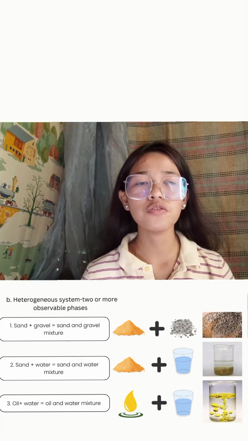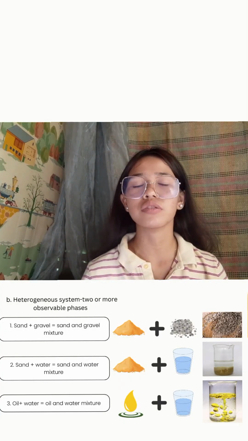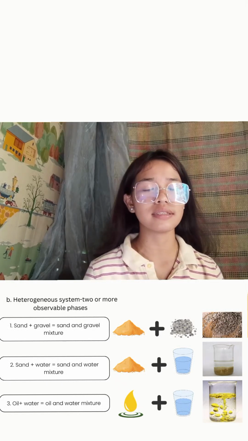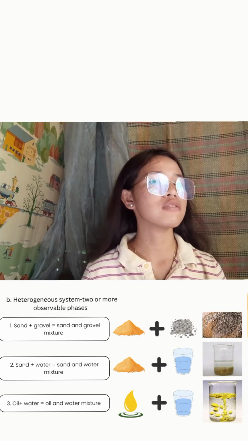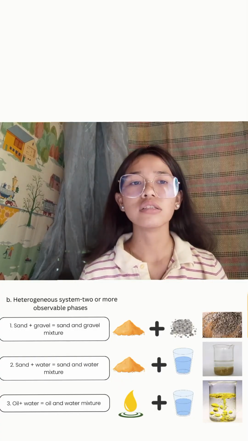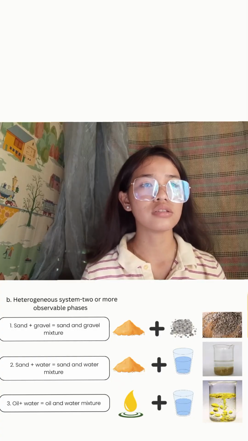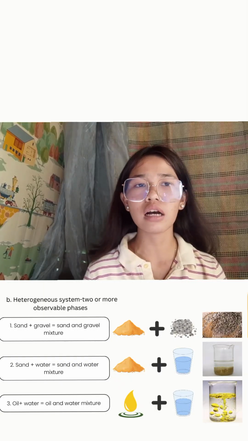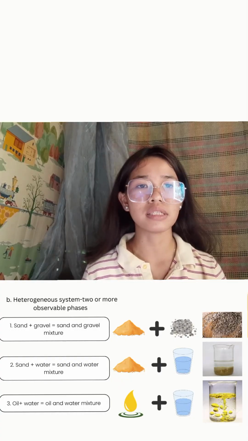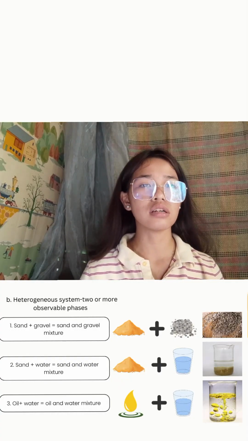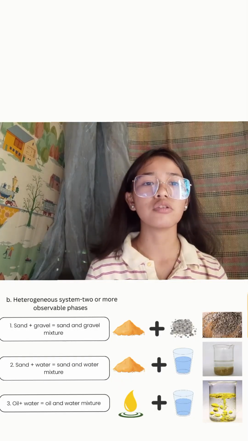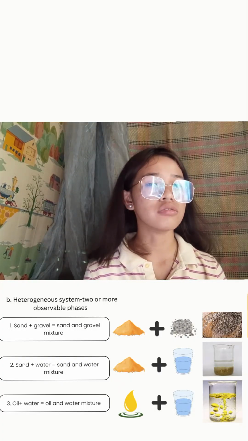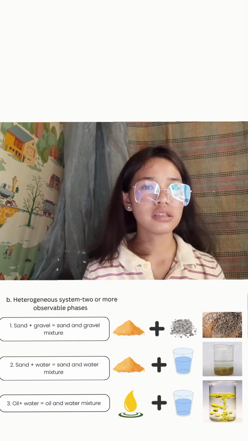So next, let's move forward to the heterogeneous system. For the word itself, hetero means two or more observable phases. So if the homogeneous system is one phase, uniform in appearance, the heterogeneous system contains two or more observable phases. So you can observe that there are two or more substances mixed. For example, we have sand and gravel. In the sand and gravel mixture, you can observe two or more substances mixed. You can identify which is sand or gravel. So this is called a heterogeneous system.